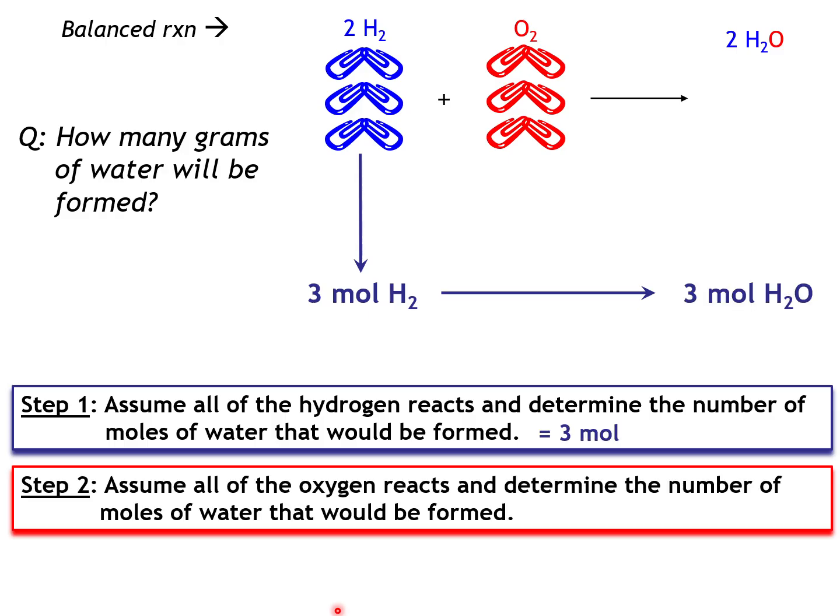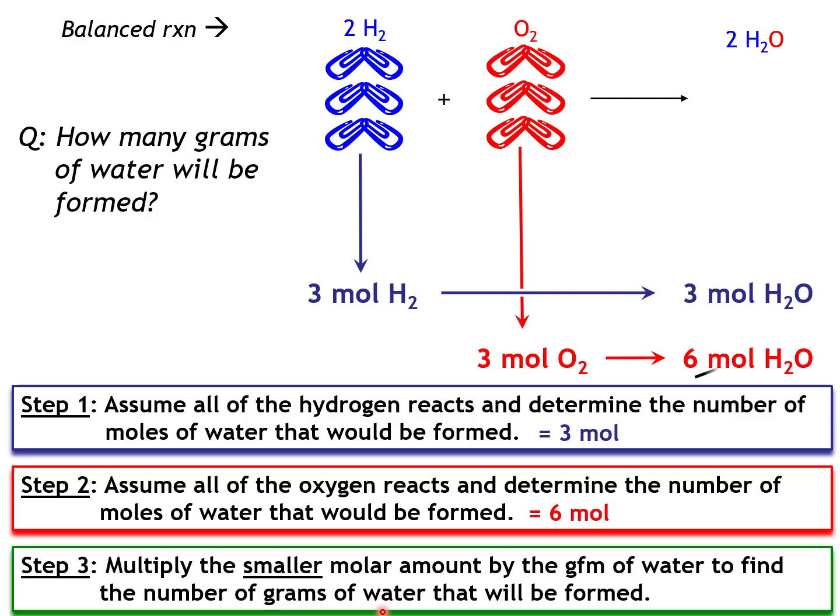Do the same thing for the oxygen. We're starting out with 3 moles of oxygen. This is a 1 to 2 relationship. So if all of the oxygen reacts and we're ignoring the hydrogen, it would make 6 moles of water. Now you can't make something out of nothing, so that means we are not going to make 6 moles of water. We're going to cross that out instead, so we don't forget that that is not reasonable. We're actually only going to make 3 moles of water.